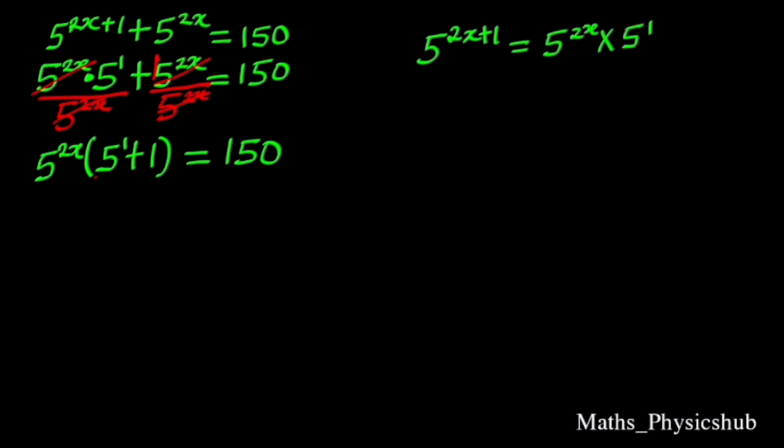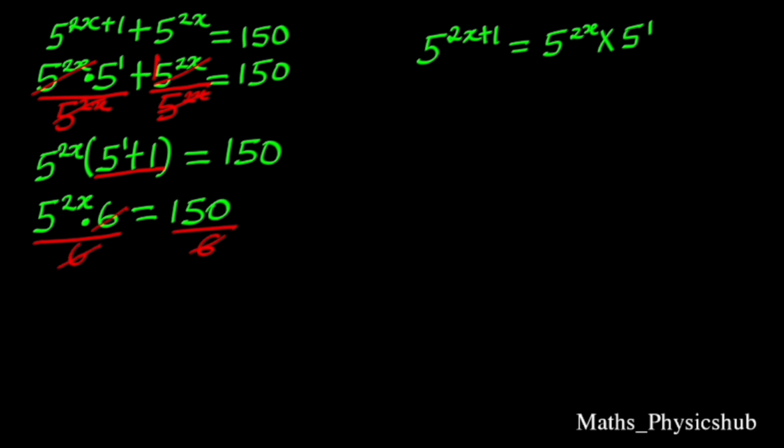Going further. 5 power 1 is 5, and 5 plus 1 is 6. It follows that 5 power 2x times 6 is equal to 150. Next divide through by 6. Dividing by 6 will leave us with 5 power 2x equals 25.